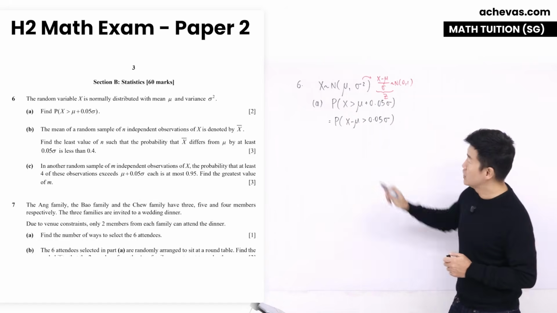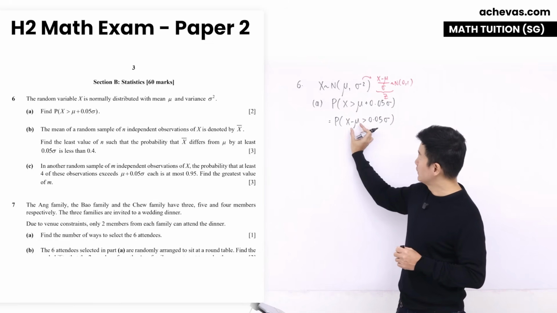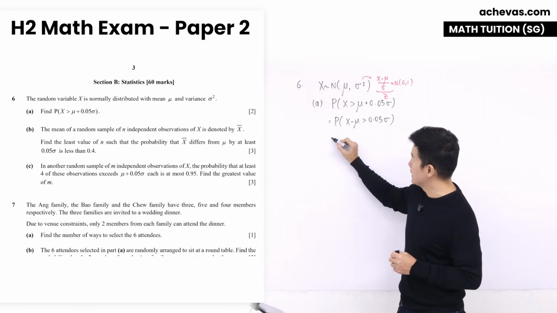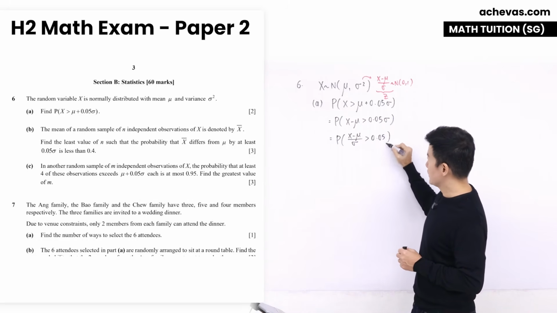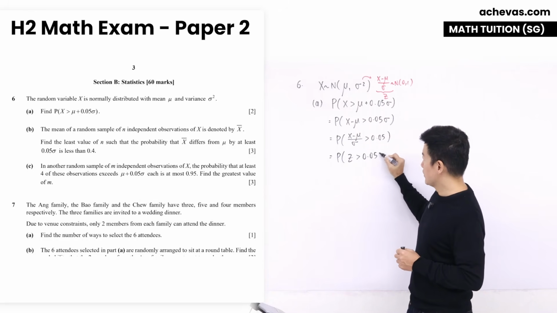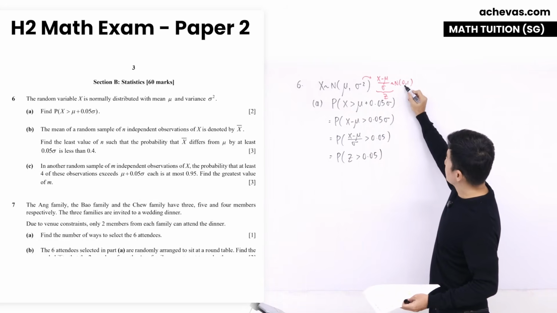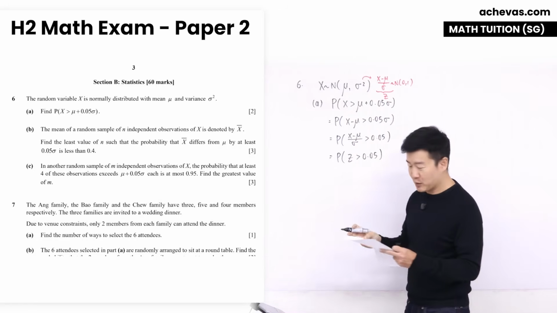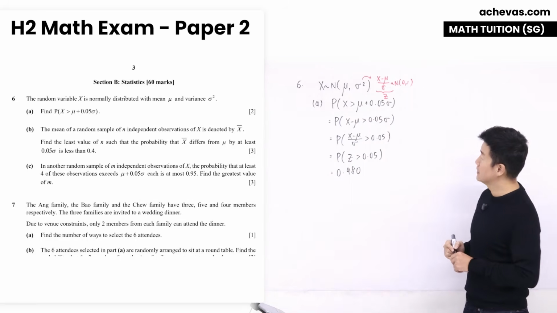Sigma, which is the standard deviation of X, is always a positive value. So I can divide it across to the other side of the inequality without swapping the inequality sign. So this will be the probability of X minus mu divided by sigma being bigger than 0.05. So what we have here is Z, that is going to be bigger than 0.05, and Z, which is a standard normal distribution, follows a normal distribution of 0, 1. We can now press this into our calculator, and this will be giving us 0.480 to 3 significant figures.